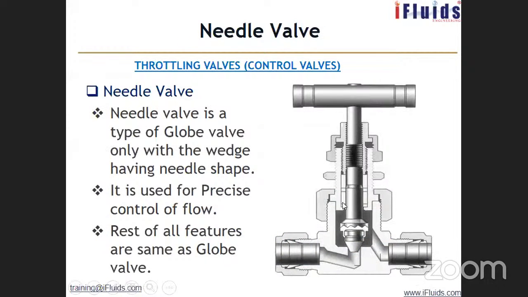And needle valve is again like your globe valve, but the valve port is very specific and very restrictive. So needle valve is a type of globe valve with a wedge having a needle shape. It looks like a needle. It's a sharp one. It is used for precise control of flow. Very fine control if you want to achieve. You can use the needle valve for fine regulation. Rest all features are the same as the globe valve, and you will see again the flow is in a zigzag pattern here.